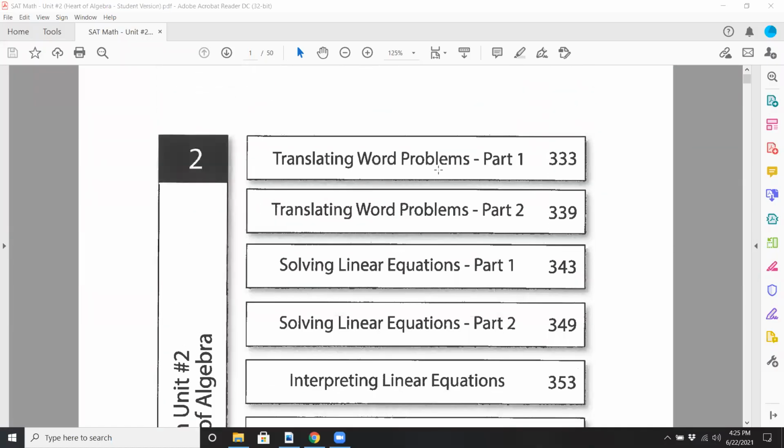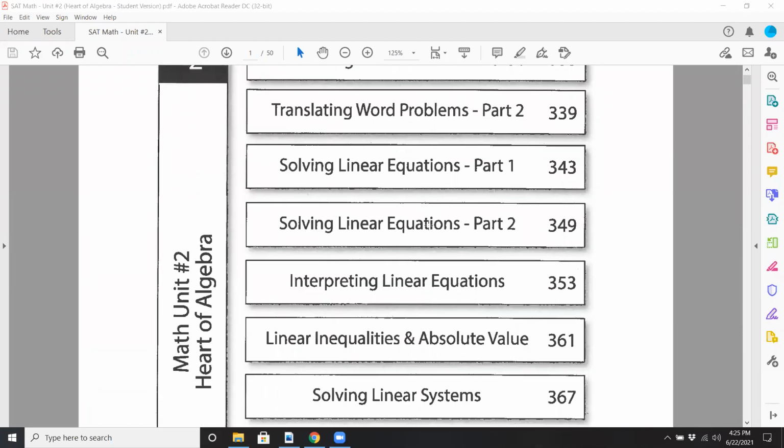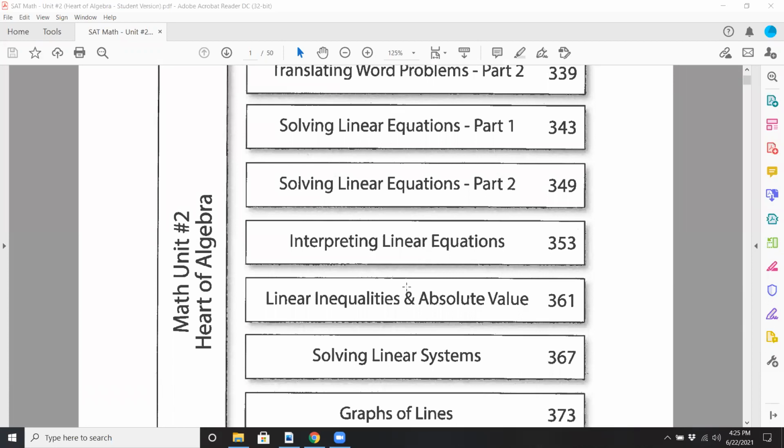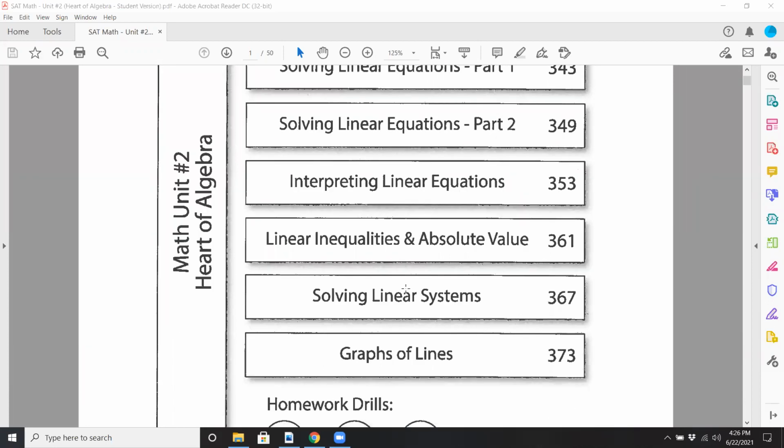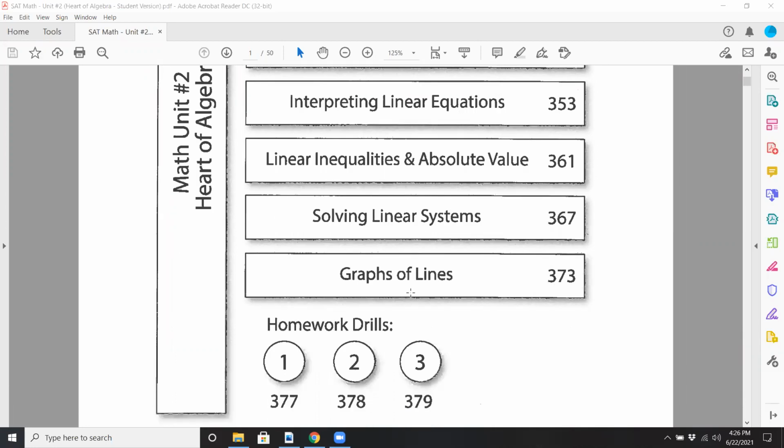All right, so the way these are designed, they have various topics. Translating word problems is 2 parts of it, solving linear equations, 2 parts. Interpreting linear equations, that's a big one. Linear inequalities and absolute value, that's more conceptual. Solving linear systems can be conceptual as well as somewhat abstract. Graphs of lines, you guys should be familiar with that.